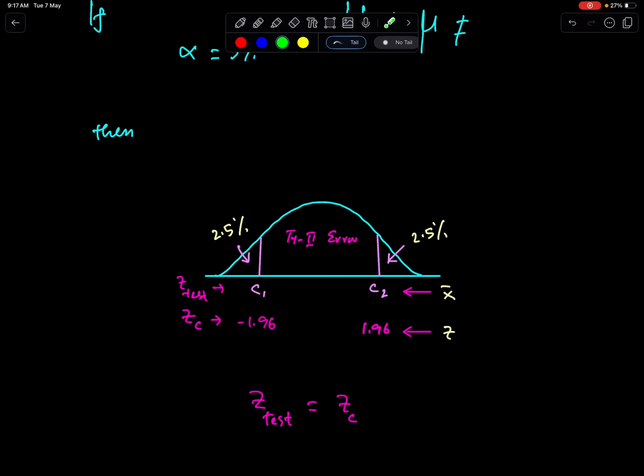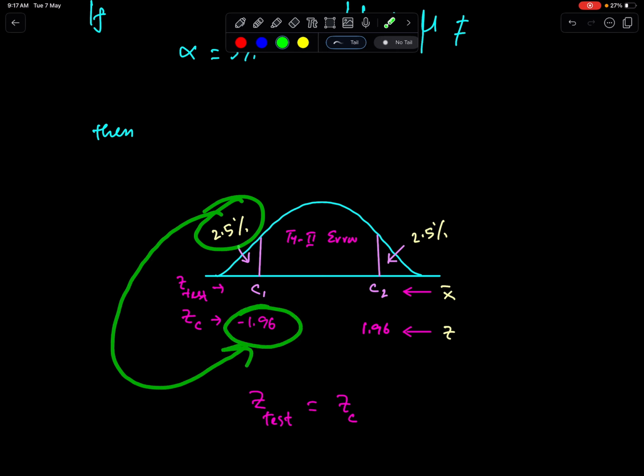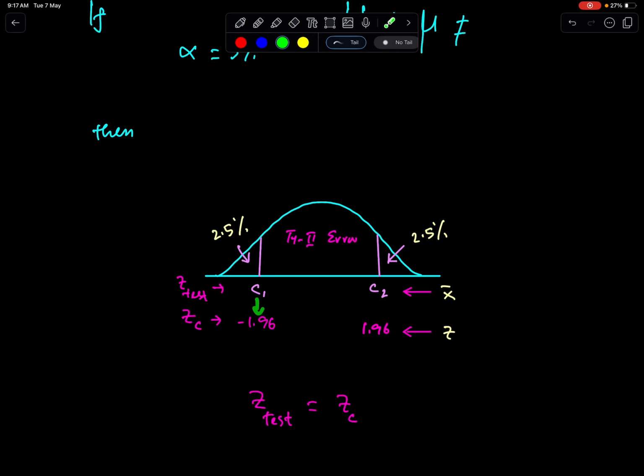This sketch is for both. When this sketch is for standard normal variable, then 2.5% Z value is 1.96 and the corresponding 2.5% Z value is minus 1.96 here. Now we need C1 for minus 1.96 and C2 for 1.96.